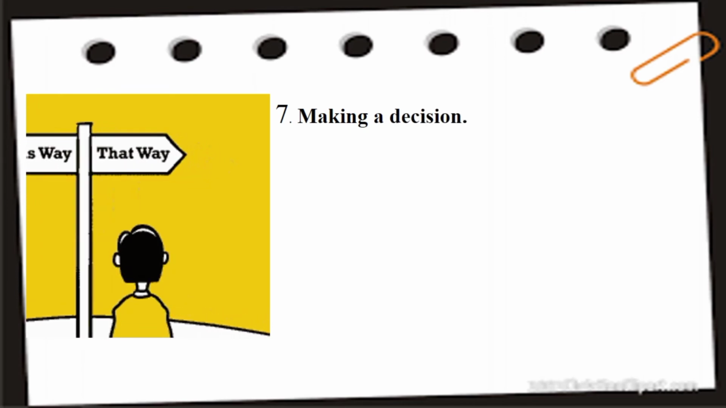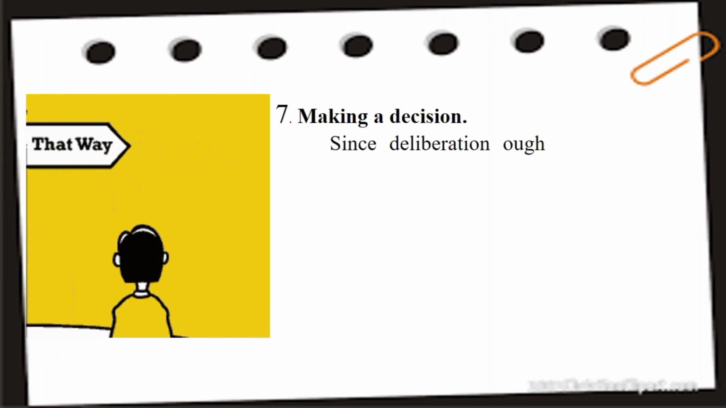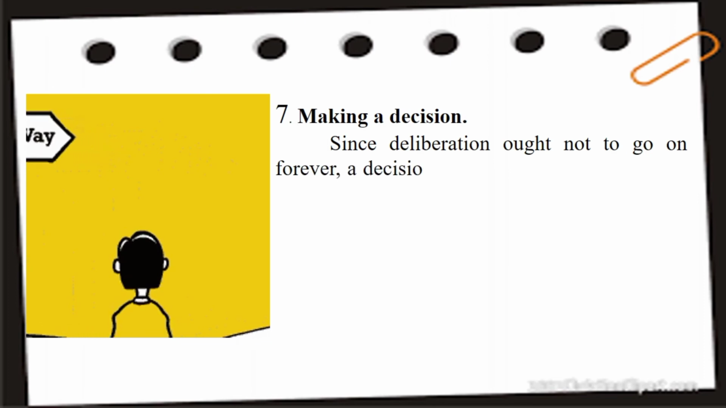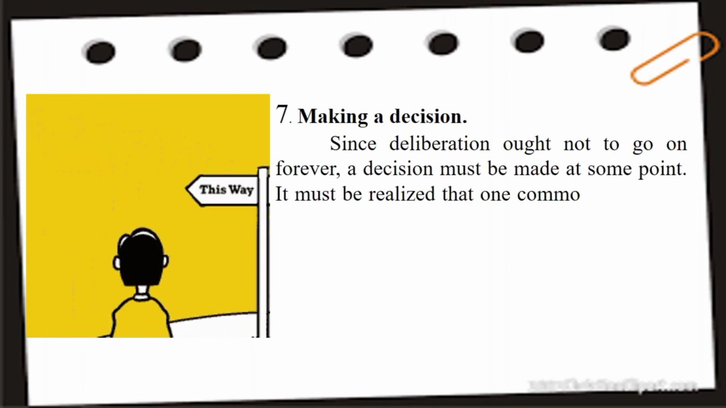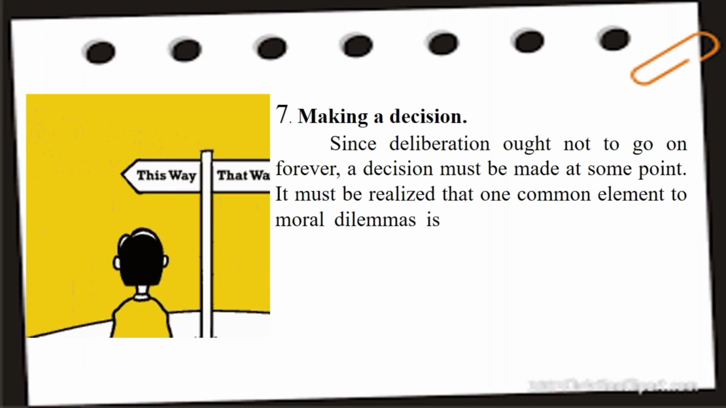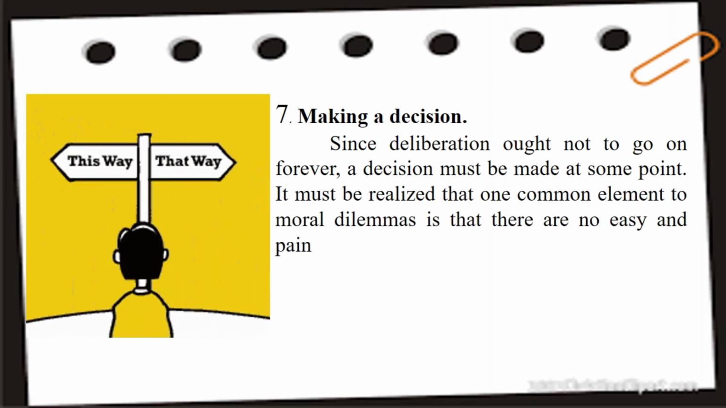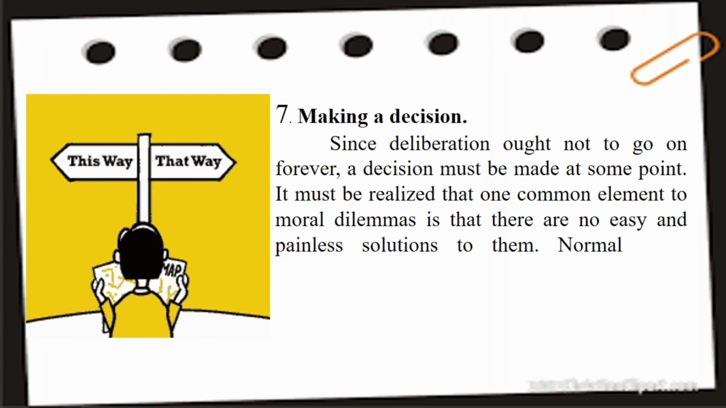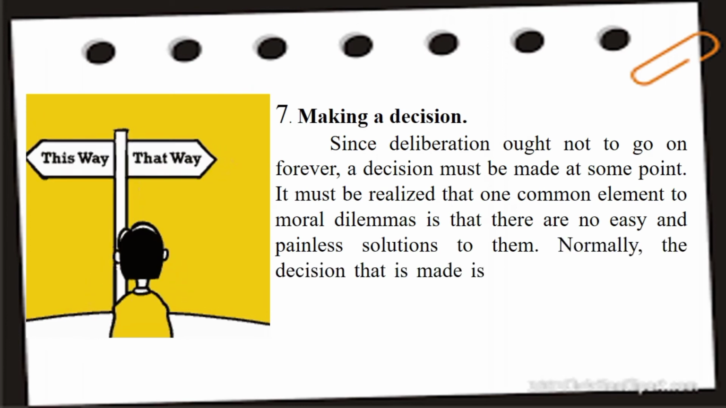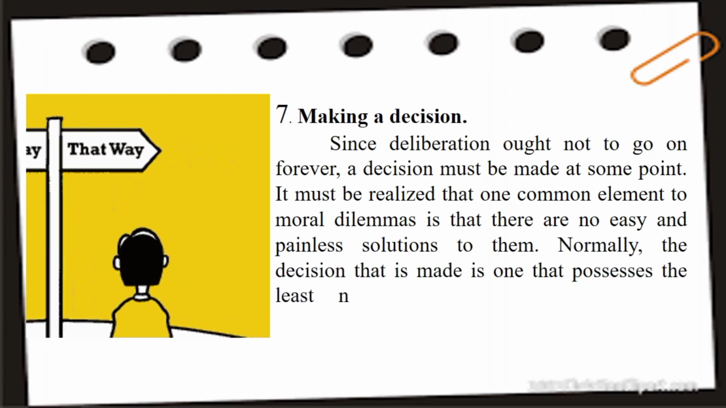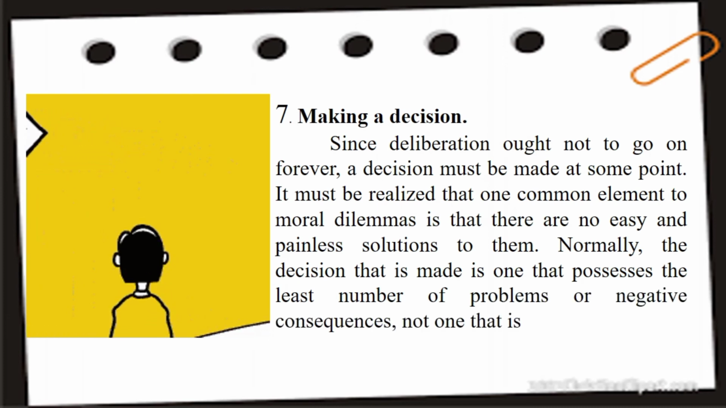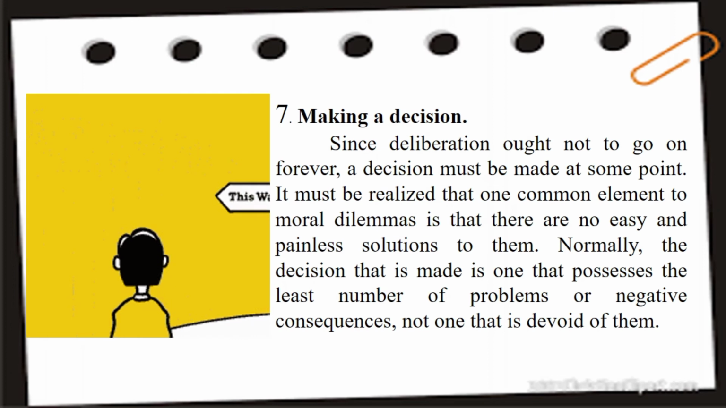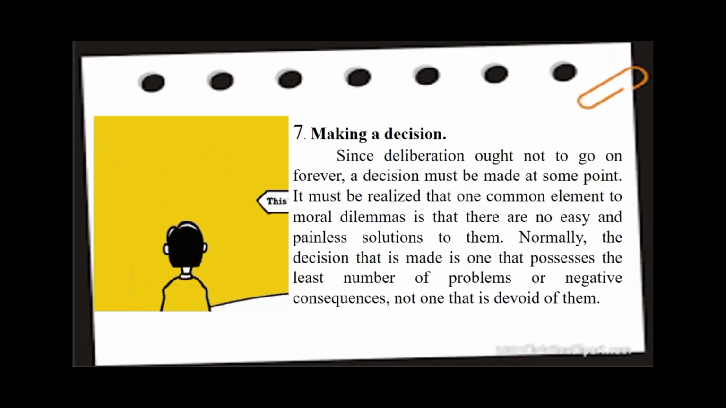Number 7, making the decision. Since deliberations cannot go on forever, a decision must be made at some point. It must be realized that one common element to moral dilemmas is that there are no easy and painless solutions to them. Normally, the decision that is made is one that possesses the fewest problems or negative consequences, not one that is devoid of them.